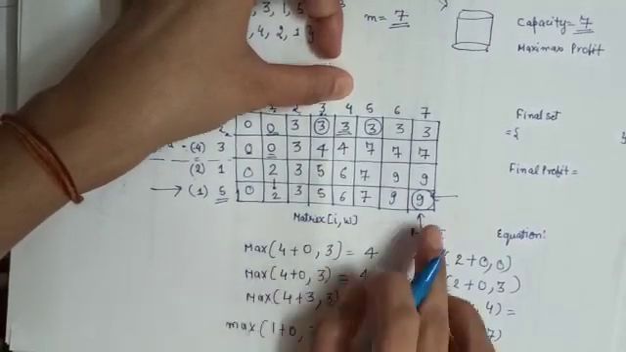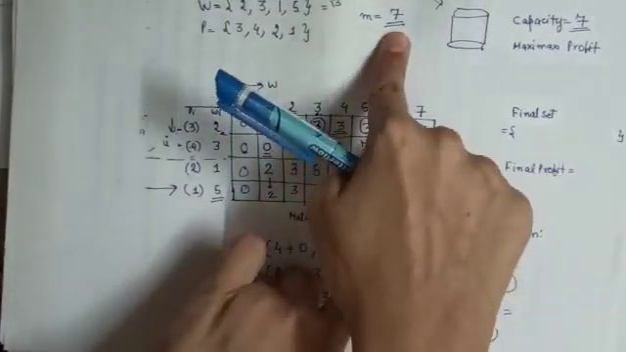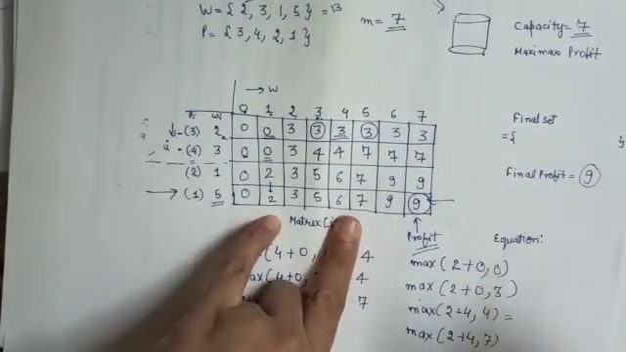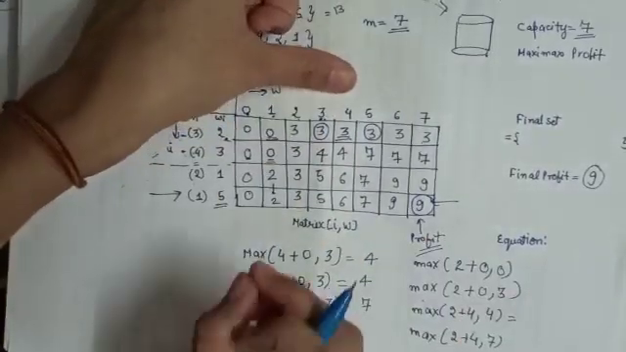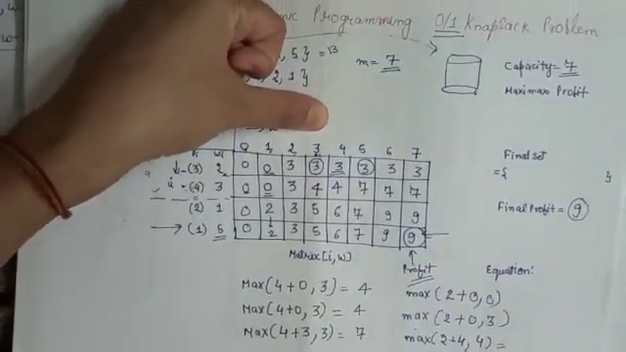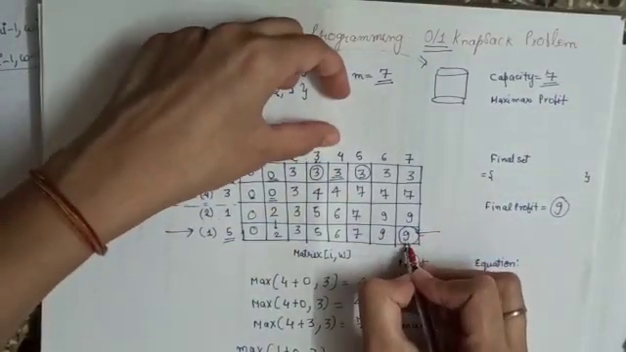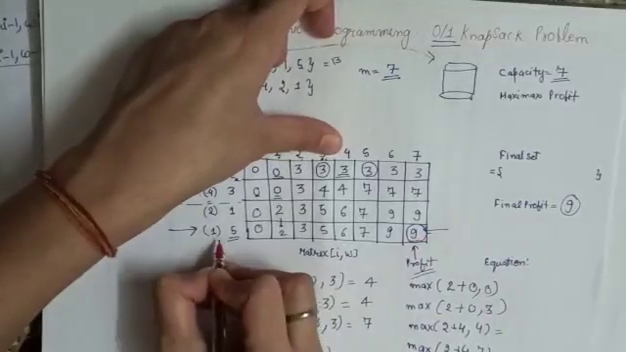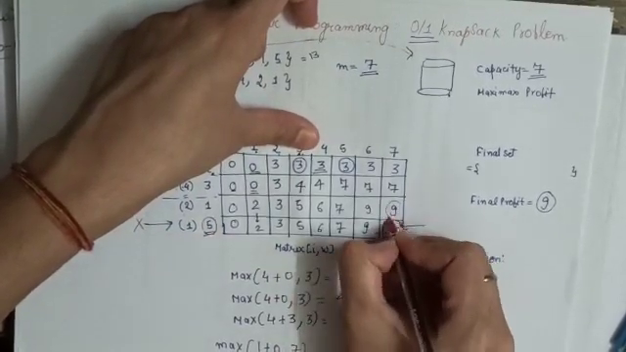The final profit which you will have with a bag of size 7 and these items is 9. Okay. Now what are the elements which are to be included? What are the items which give this profit? That we have to trace. Since this 9 is the same as this above entry, this element 5 is not included.